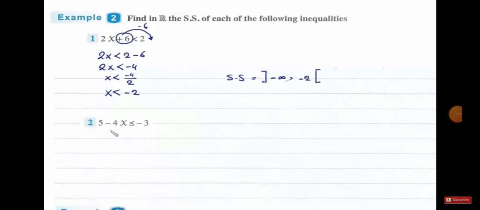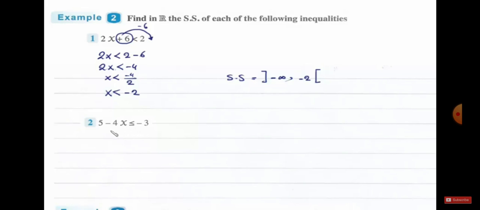Another example, 2x + 6 < 2, it's an inequality. Then positive 6 goes to the other side as negative 6. Then we can say 2x < 2 - 6. Then 2x < -4.